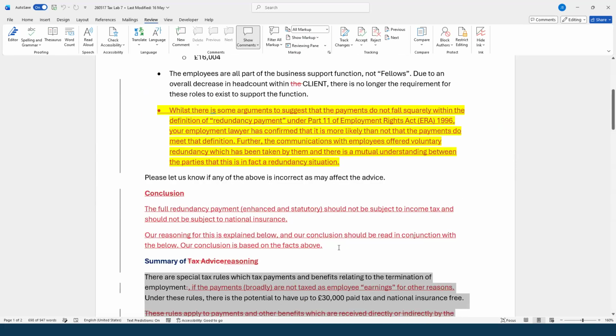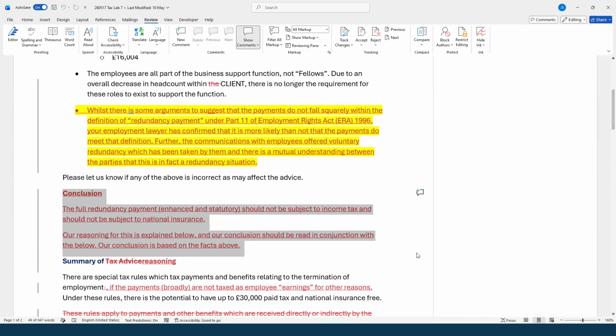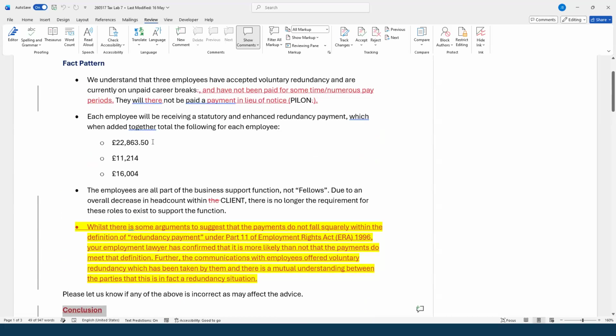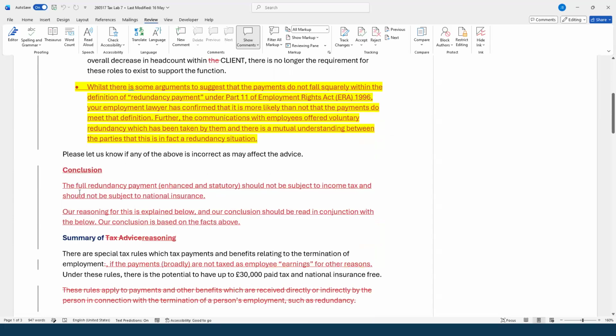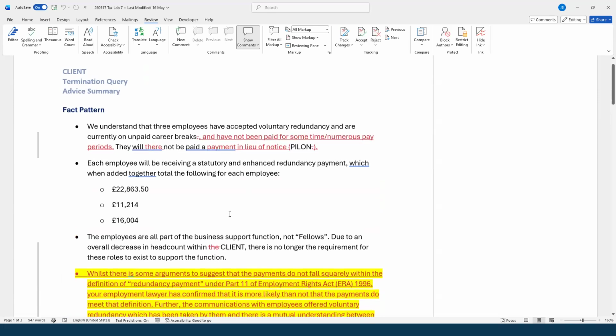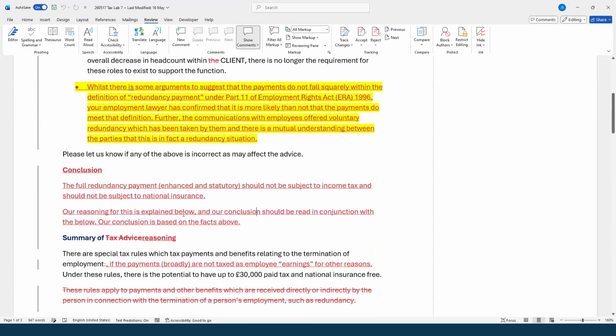And so this is where this conclusion that's been added in is really, really handy and helpful. What this does is give the client the answer at a glance, right at the top of the advice, just under the fact pattern. You could argue that this could go above the fact pattern because it's all they care about. I think it doesn't really matter too much. It's still very early on in the advice.